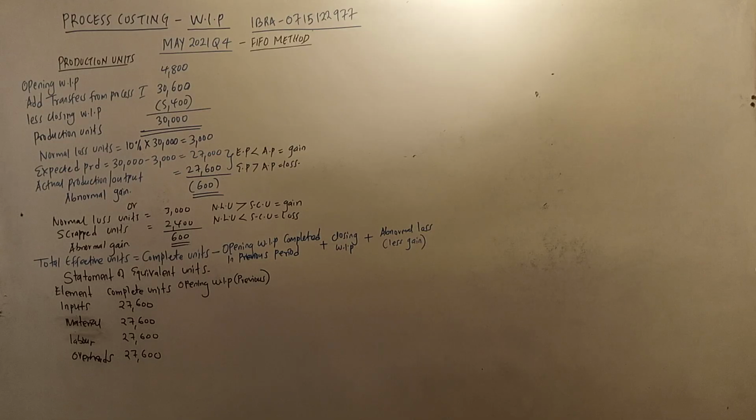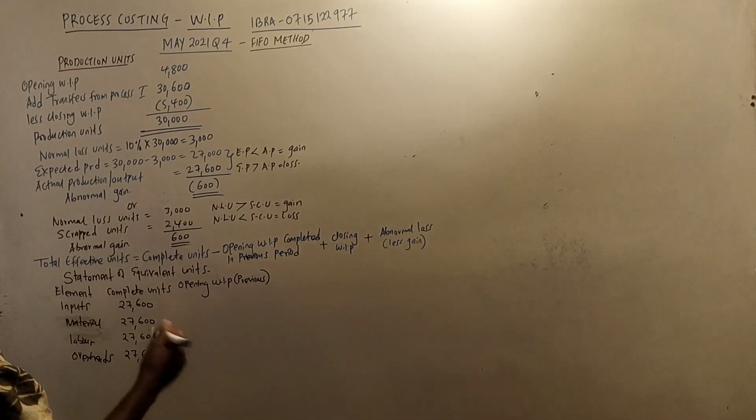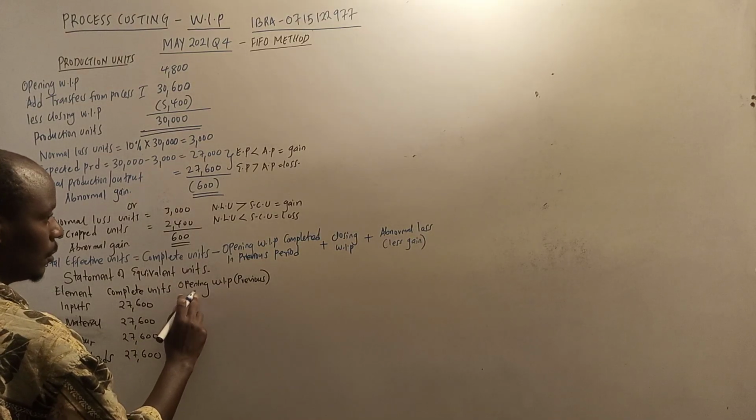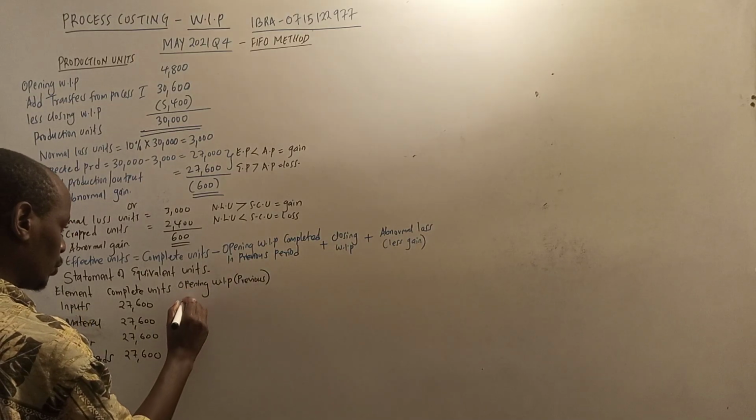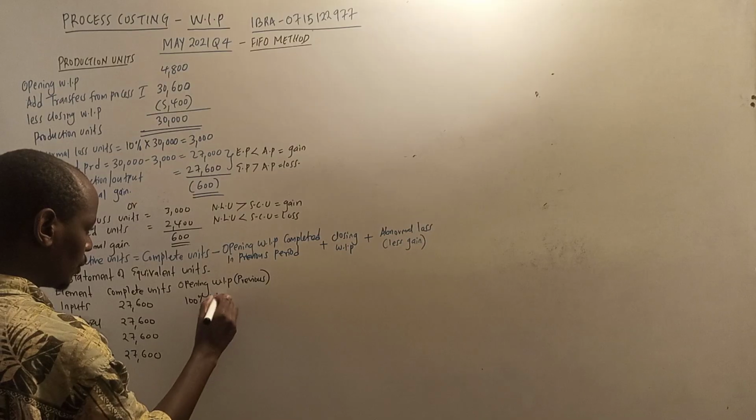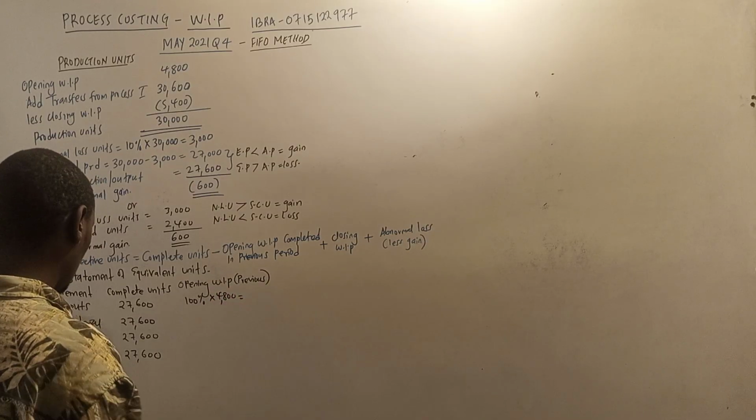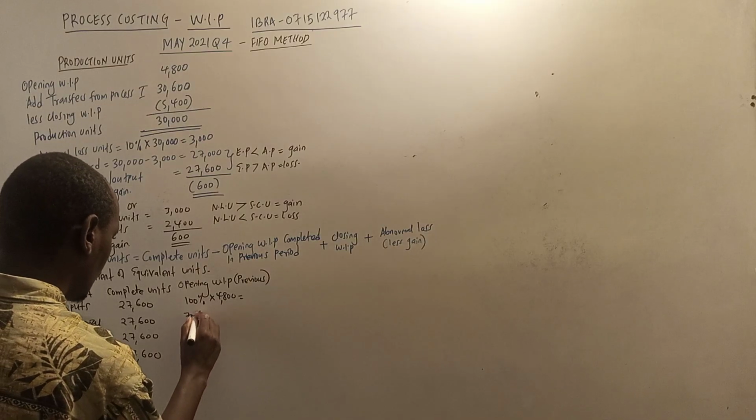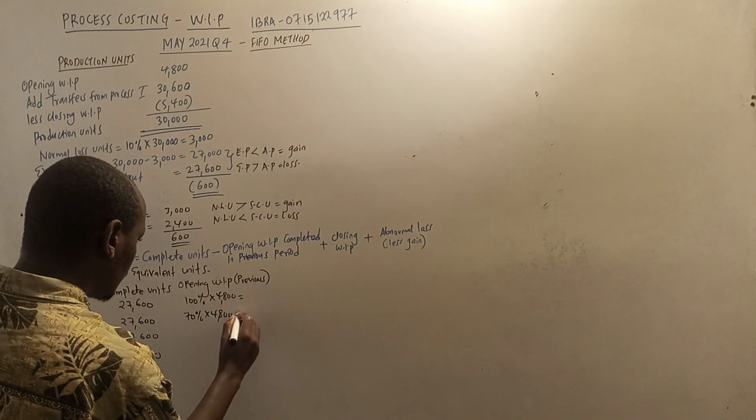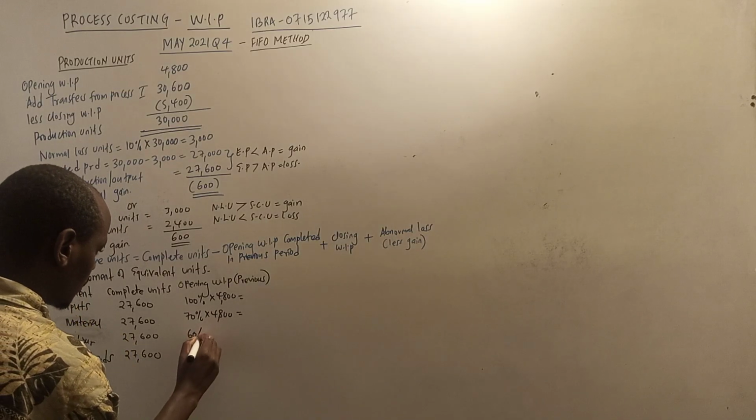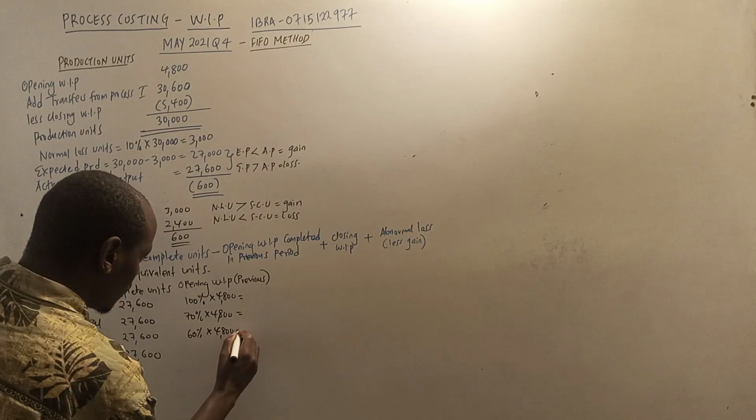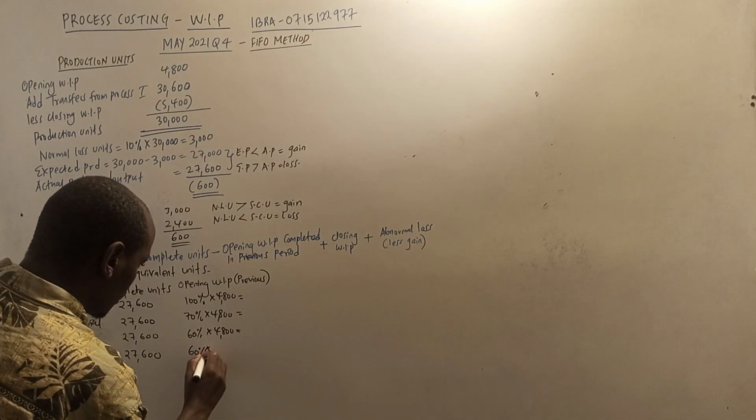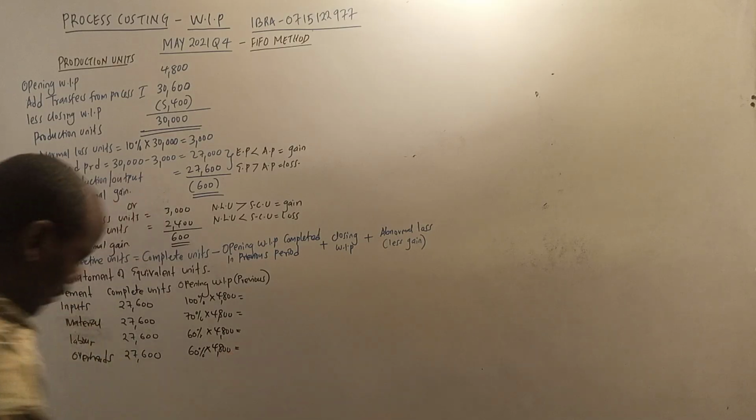We have information number 1, 4800. Now input, we said input is always 100%. So this one is opening, not closing. So input is always 100% times 4800. Then material, according to information number 1, is 70%, times 4800. Then 60% times 4800, and 60% times 4800. That is information number 1.